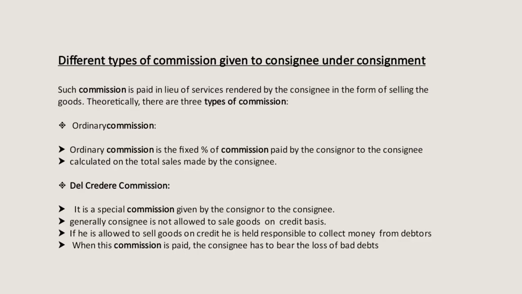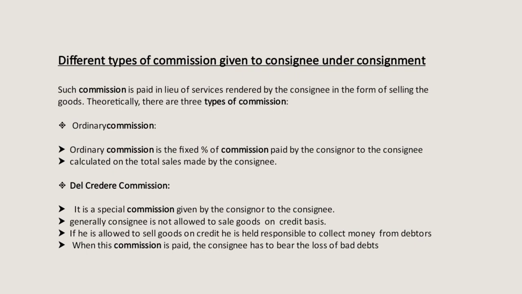Now, there are some different types of commission that are given to the consignee from the consigner under the consignment account. Such commission is paid in lieu of the service rendered by the consignee in the form of selling the goods. Theoretically, there are three types of commission. In consignment account, three types of commissions are given to the consignee.